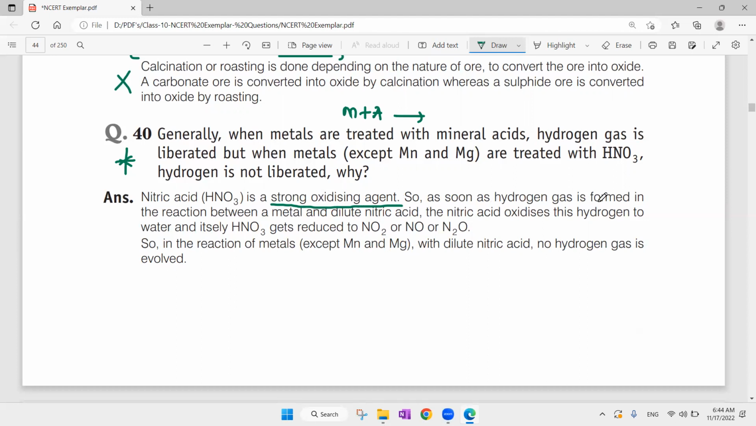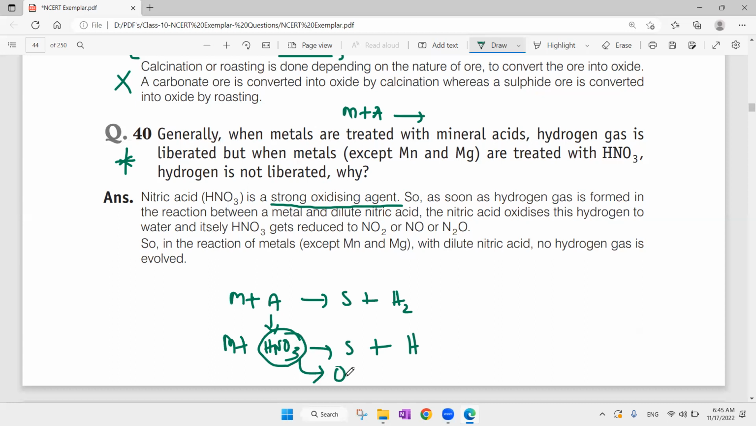So as soon as hydrogen gas is formed in the reaction between metal and dilute nitric acid, the nitric acid oxidizes this hydrogen to water. That's it. So metal plus acid gives rise to salt plus hydrogen gas. For example, if this acid is HNO3, as soon as adding metal plus HNO3 gives rise to salt plus, of course, hydrogen gas is produced, but this HNO3 is a strong oxidizing agent.